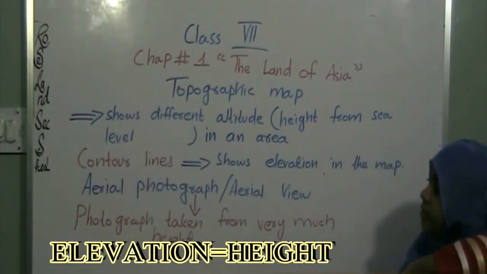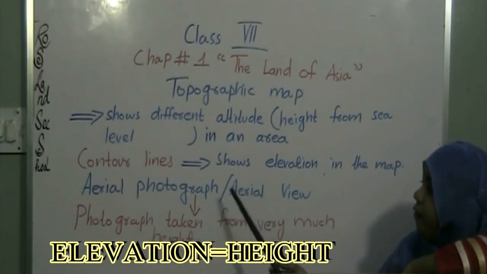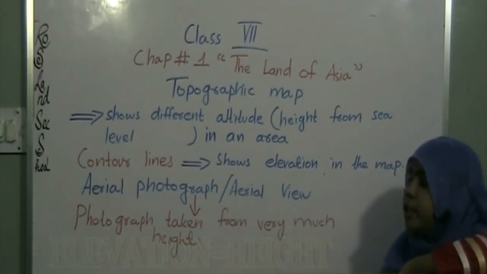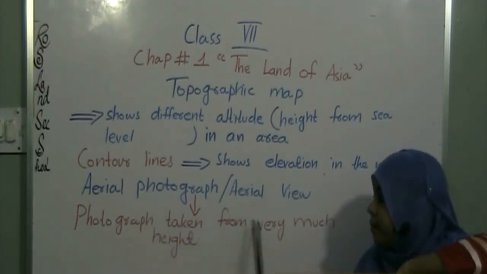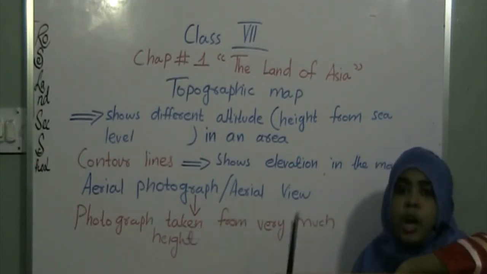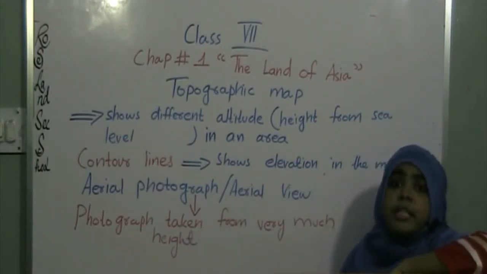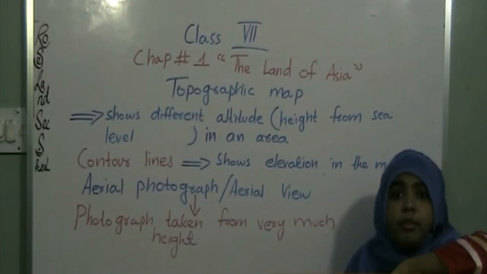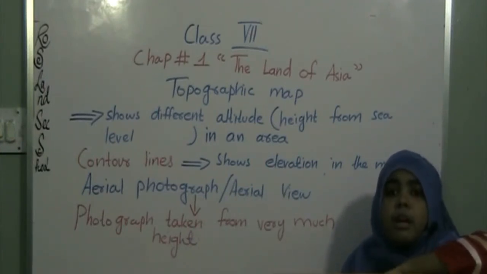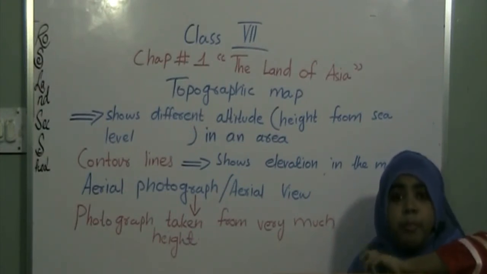And next, class, we have the aerial photograph or aerial view, which means photographs taken from a very great height. Nowadays we have many drone cameras, and with the help of these drone cameras we take aerial photographs. Aerial photographs are usually very small because they are taken from a very great height.